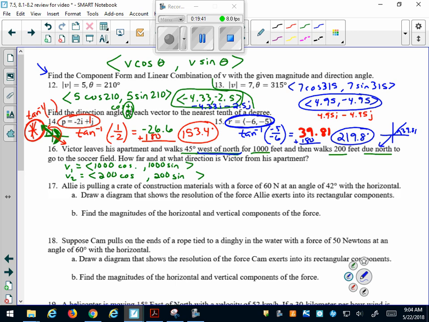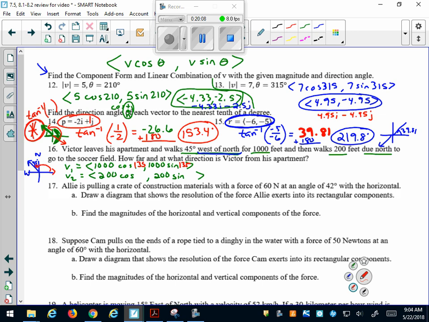He leaves his apartment and walks 45 degrees west of north. So here's north, here's west. He goes 45 degrees to the west of north, this way. So from the horizontal, that's actually from here, 90 plus 45, which is 135. So this angle has to be 135 for that one.